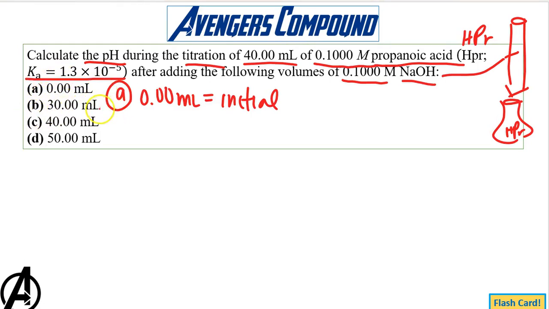After 30 mL of NaOH is added, after 40 mL of NaOH is added, which equals the amount of the analyte that we started with, or our weak acid. And then after 50 mL of NaOH is added.